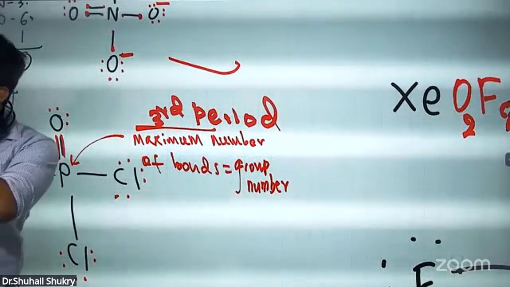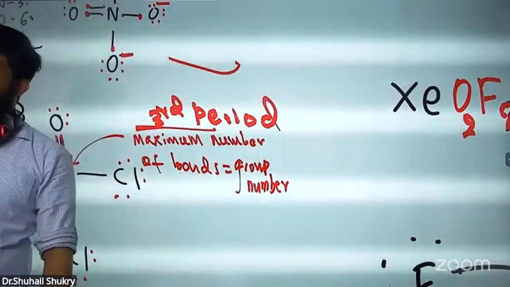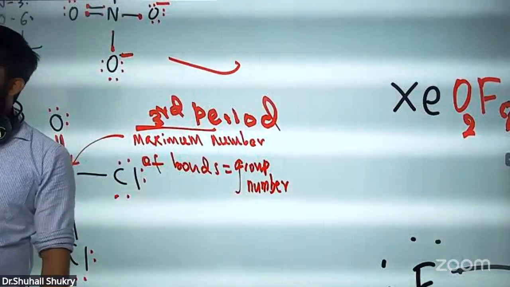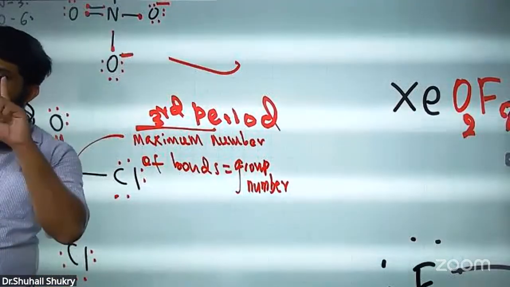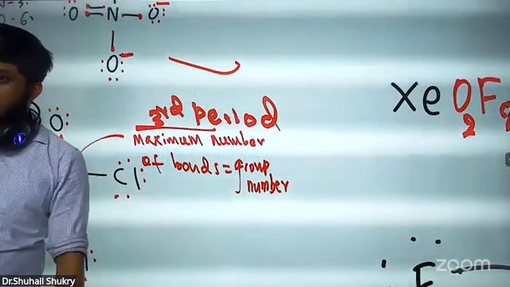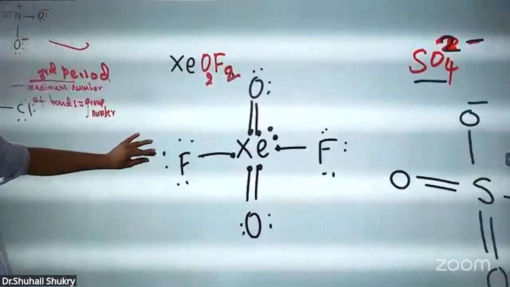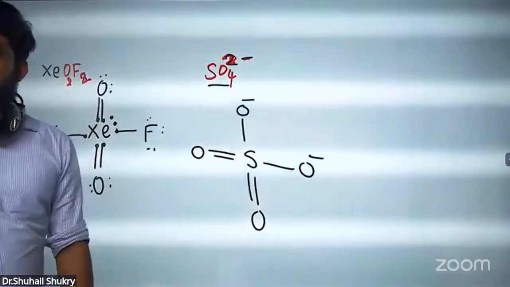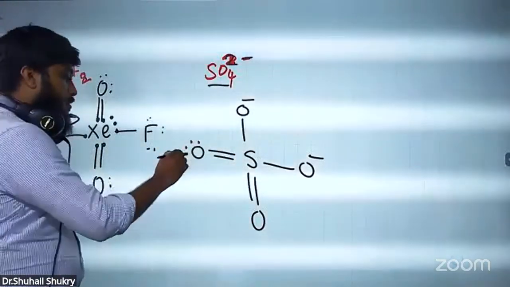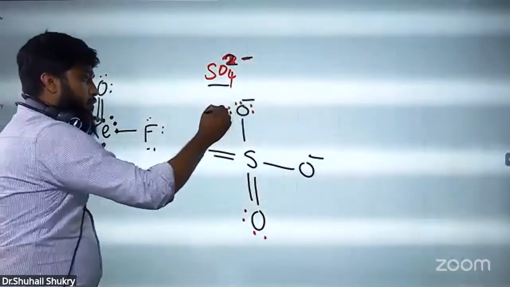For the second period, everyone makes a maximum of 4 bonds only. In the second period, what is the maximum number of bonds they can make? 4 bonds only. What is the maximum number of bonds hydrogen can make? Only 1 bond. So these are very important rules. You should remember. Then SO4 2 minus: sulfur, you see 1, 2, 3, 4, 5, 6. That's it. Now you just fill these things. This oxygen will have 7 electrons. Why? It has a minus charge.